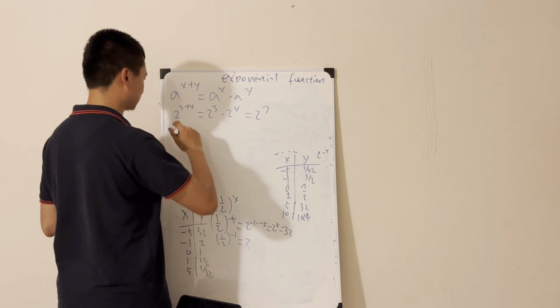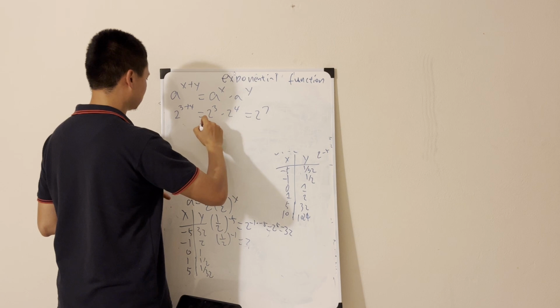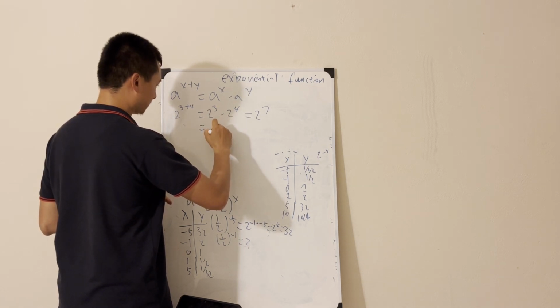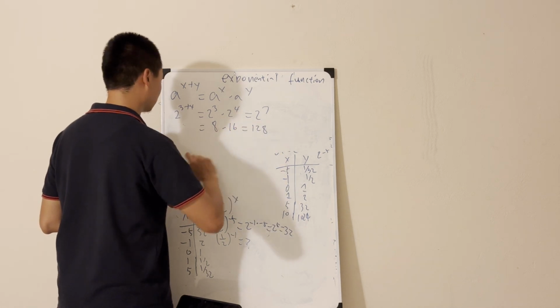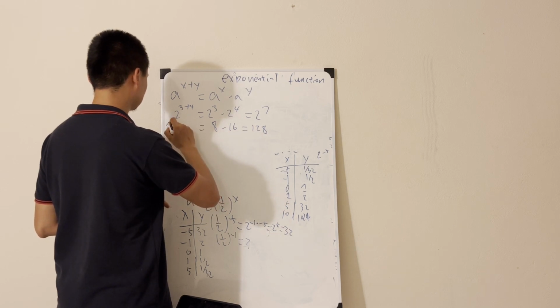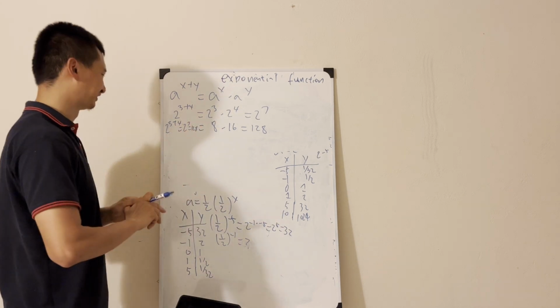We can verify this by doing 2 to the third is 8 times 16, well, that's 128, right? If you do 2 to the third plus 4, which is 2 to the seventh, you also know this is 128, so they're equal.